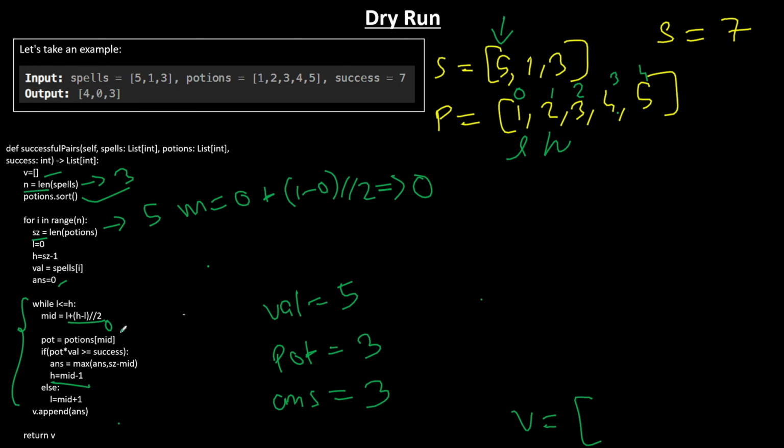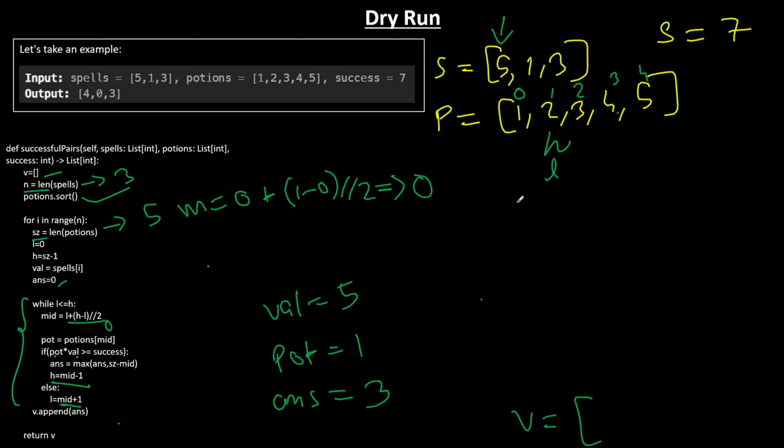Portion of 0 is 1, right? So I will write here 1 and we will check the answer. Now after that, if you multiply pot with well, it gives me 1 into 5, which gives 5, right? And it is smaller than the success, which is 7. So what will we do? We will do mid plus 1. If you do mid plus 1 for the L, L comes here.